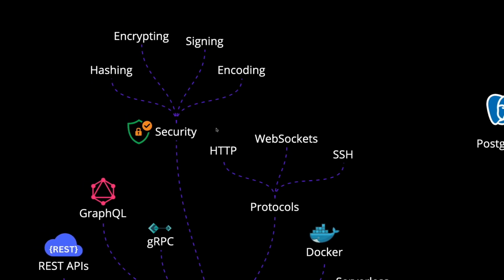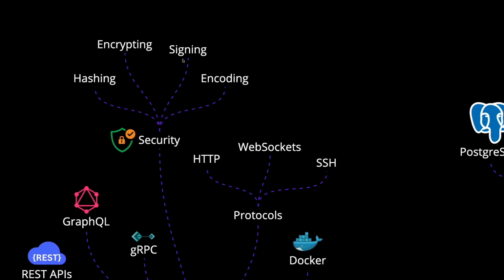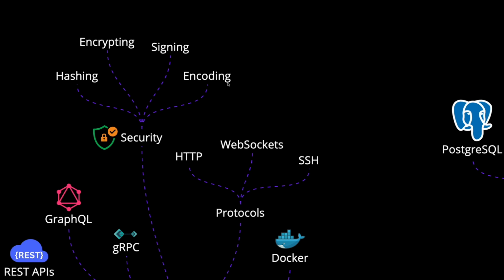Security is another important aspect of APIs. Here you'll learn about hashing, which is used to securely store passwords and other sensitive data, or encrypting, which is for transforming data into a secure format that other unauthorized parties cannot access without a key. And the party that has this key can securely decrypt that data and read it. We also have signing, which ensures the authenticity of data by providing a digital signature, and encoding, which converts data into a different form, often to prepare for transport or storage.